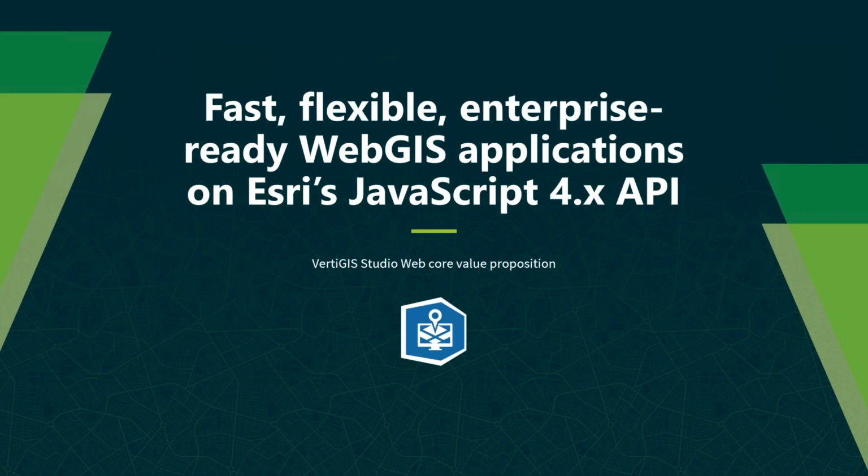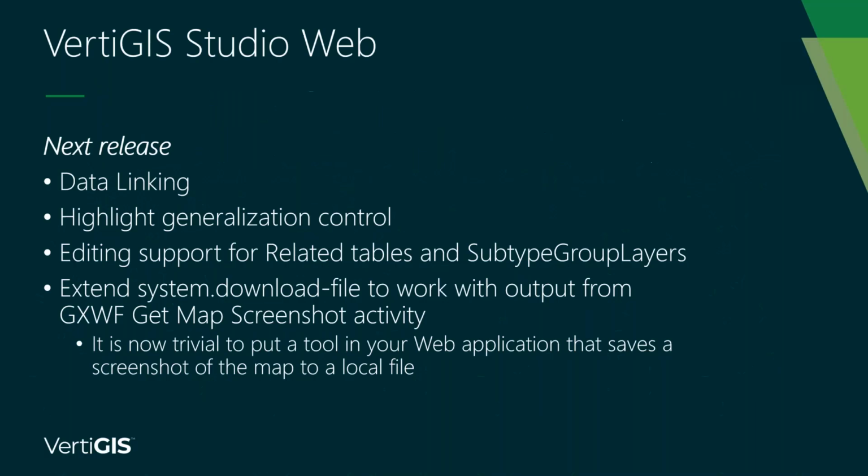Let's talk about web. What is coming in web? The very next release, so the next release again, middle of February. Data linking, excited to finally deliver the first actual data linking use cases to you. This is the one-to-many as a related data use case that we're delivering this time around. Also some highlight generalization control. That's really abstract language. I'm going to show that to you so you know what I'm talking about. Of course, we're also adding editing support for related tables and subtype group layers.